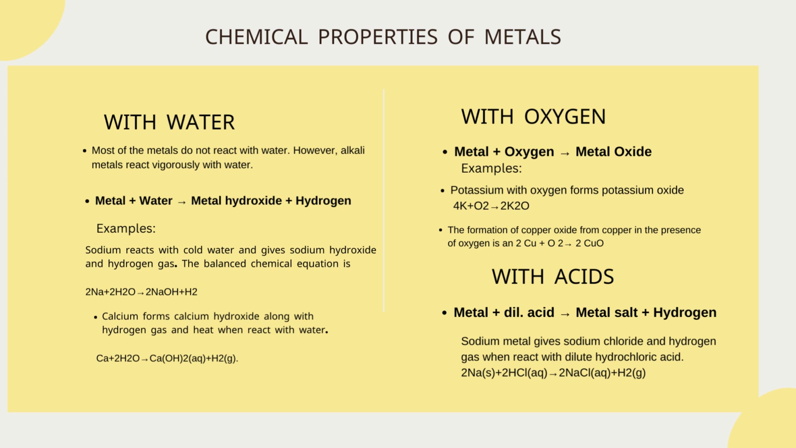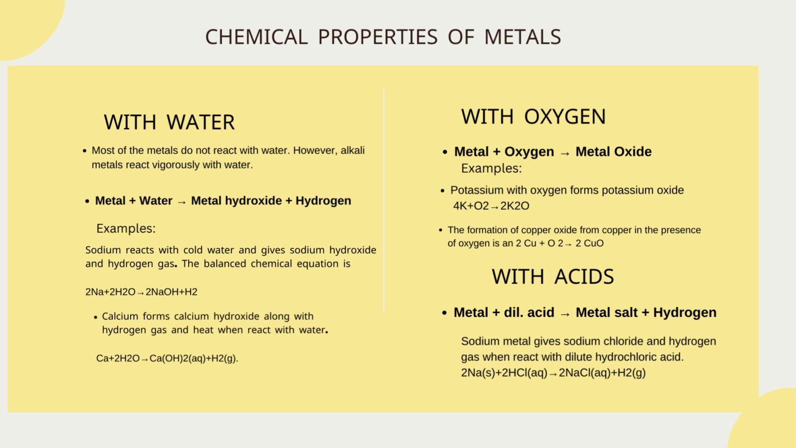Next is reaction of metals with oxygen. Most of the metals form respective metal oxides when reacting with oxygen. Metal plus oxygen gives metal oxide. Examples: potassium metal forms potassium oxide when it reacts with oxygen. Sodium metal forms sodium oxide when it reacts with oxygen.